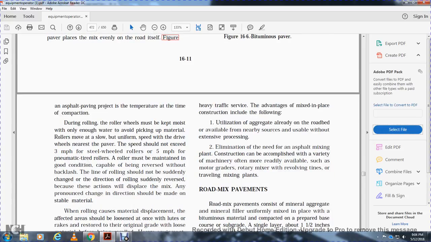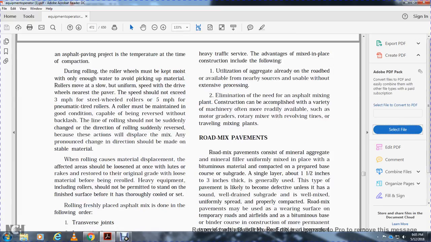During the rolling, the roller wheels must be kept moist with enough water to avoid picking up the material. Rollers should move at a slow but uniform speed. For wheels near the paver, the speed should not exceed 3 miles an hour for steel wheel rollers and 5 miles an hour for pneumatic tired rollers. The rollers must be maintained in good condition, capable of being reversed without backlash. The line of rolling should not suddenly change direction. Sudden reversing must be avoided because the action will displace the mix. Any pronounced change of direction should be made on stable material.